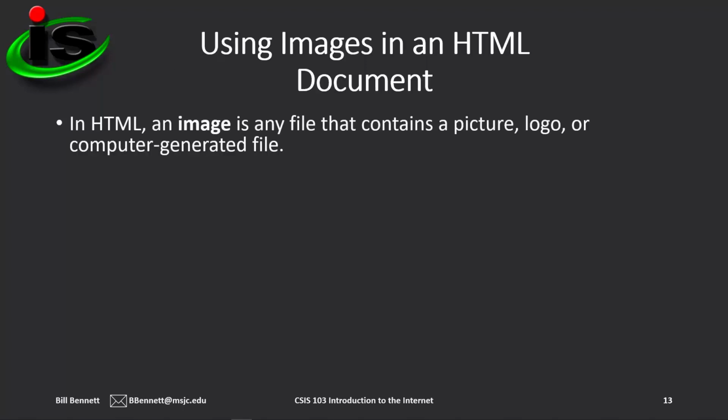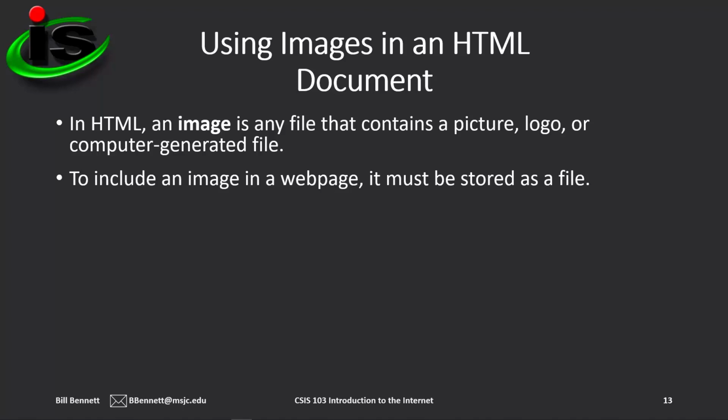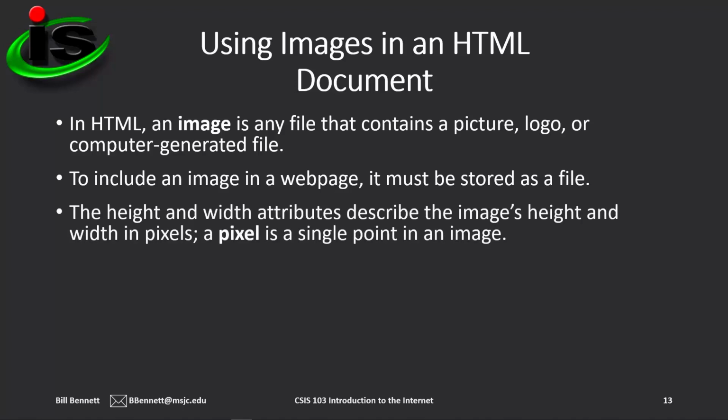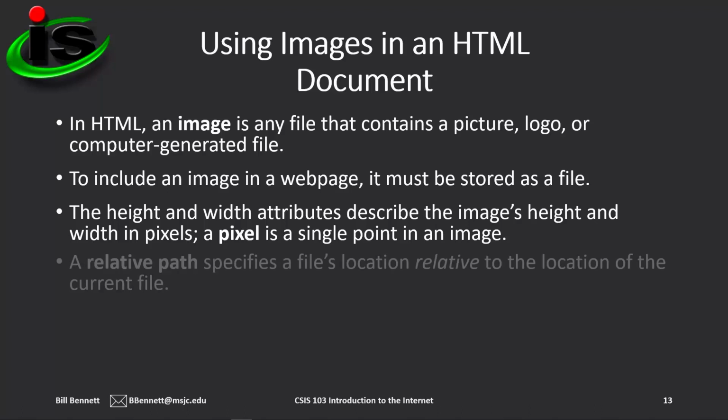In HTML, an image is any file that contains a picture, a logo, or a computer-generated file. To include an image in a web page, it must be stored as a file. The height and width attributes describe the image's height and width in pixels. A pixel is a single point in an image.